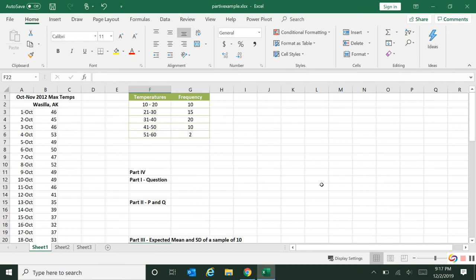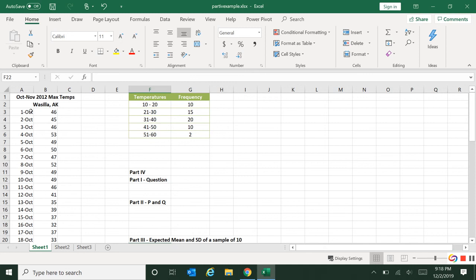Okay, I want to talk about how to do the binomial. There's a couple of steps to this. First of all, you should already have a frequency distribution. Hopefully you made one for your histogram or something else, but if you don't have one, that's your first thing you need to do.